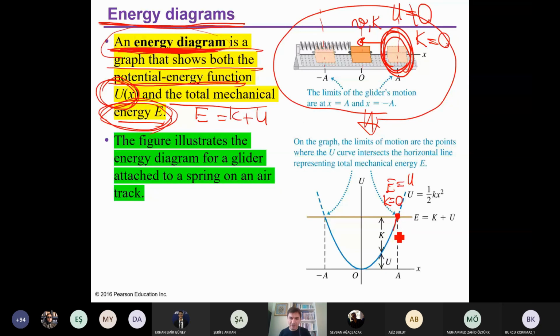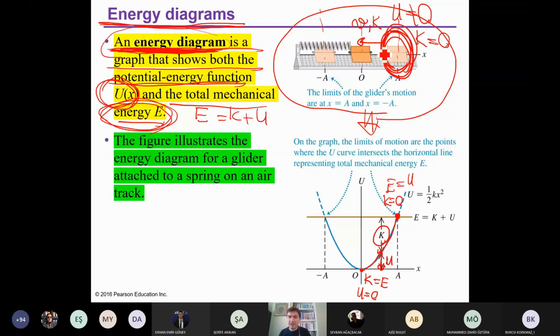When it reaches this minimum potential energy, all the potential energy stored at this condition will be converted to kinetic energy, and here we will have maximum kinetic energy equal to the total mechanical energy, and the potential energy here will be 0. Okay, and in between, for example here, we have some certain potential energy, and the rest of the energy is given by the kinetic energy because the glider has a certain velocity.